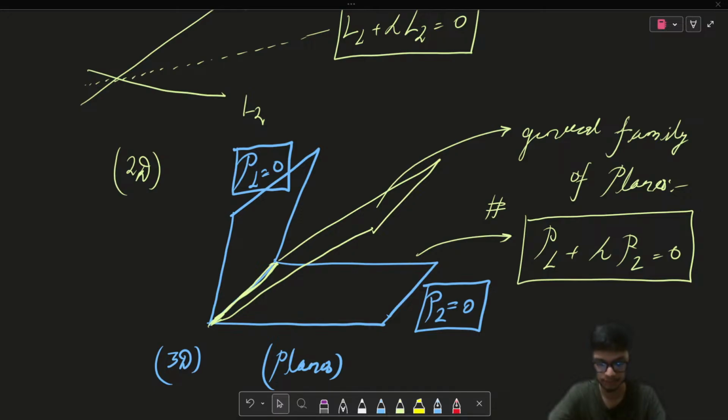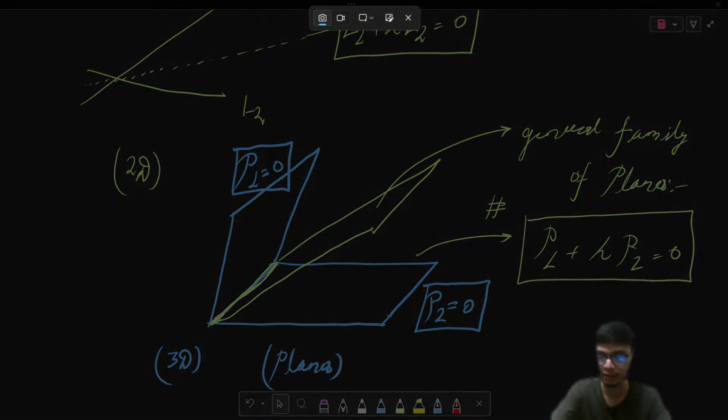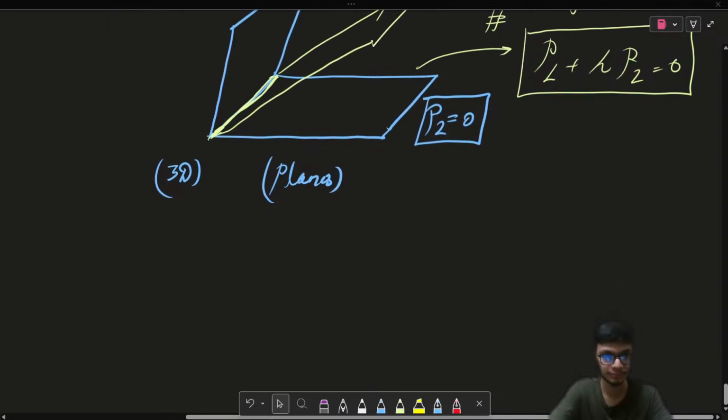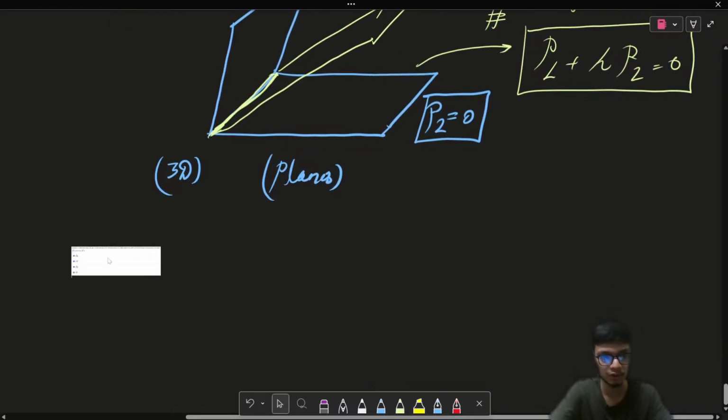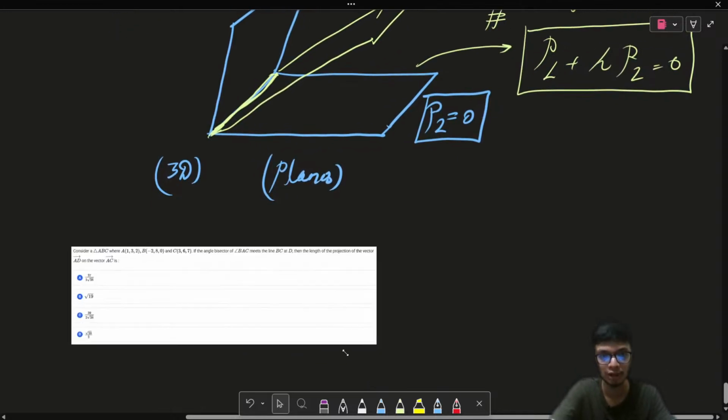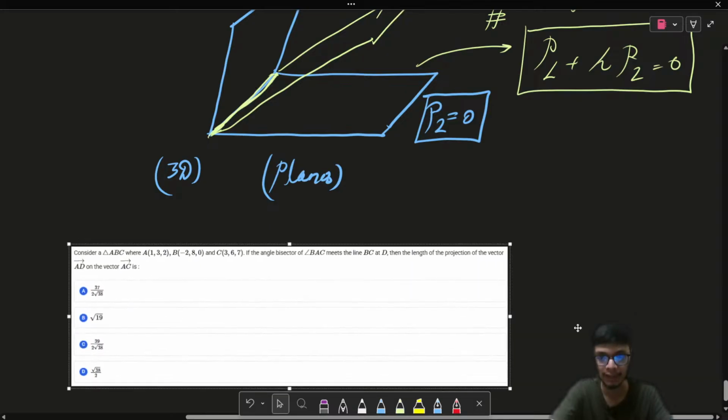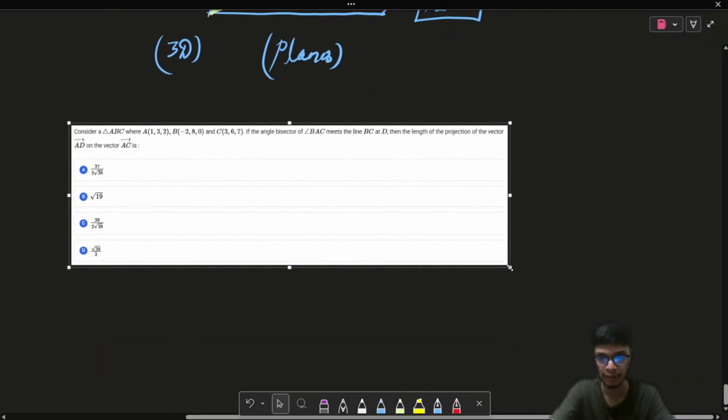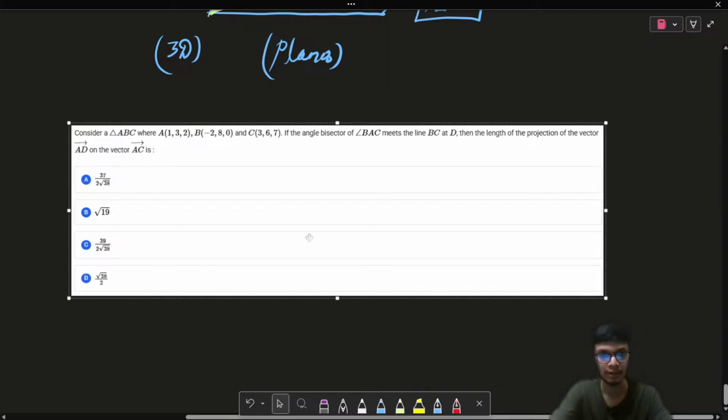Let me give you some problem. This is a very interesting problem involving the concept of vector algebra. Don't worry about questions. Tomorrow we are going to solve a lot of problems in tomorrow's class.